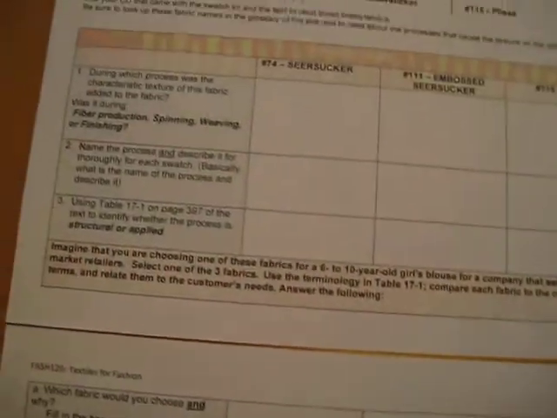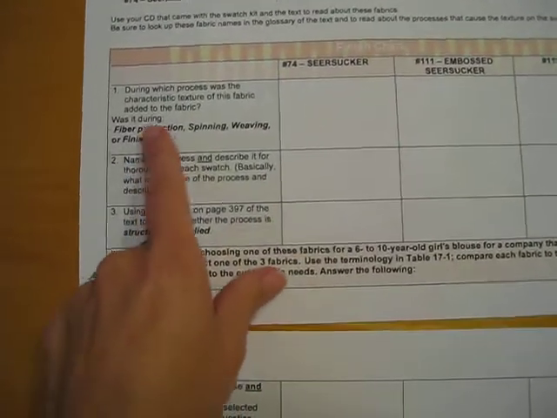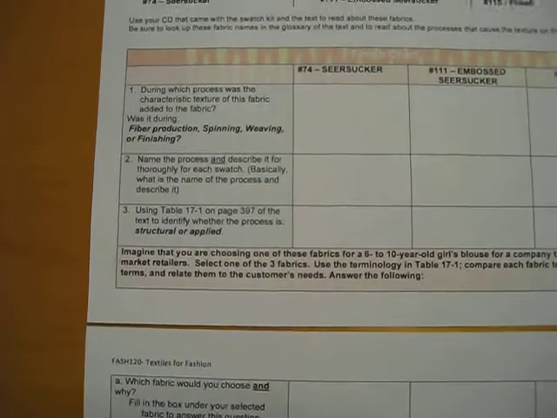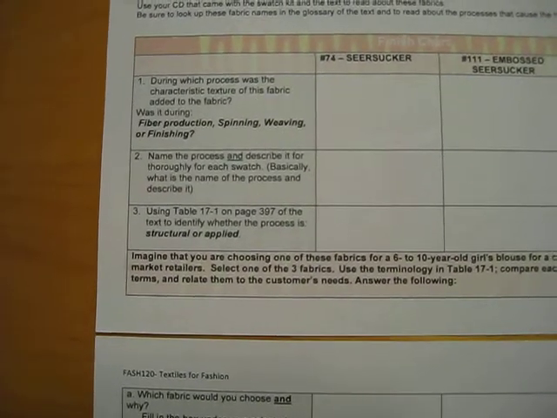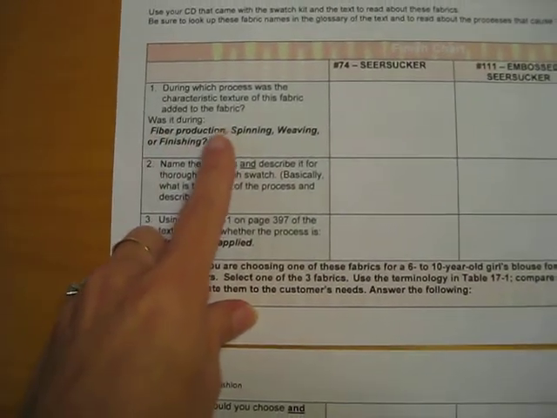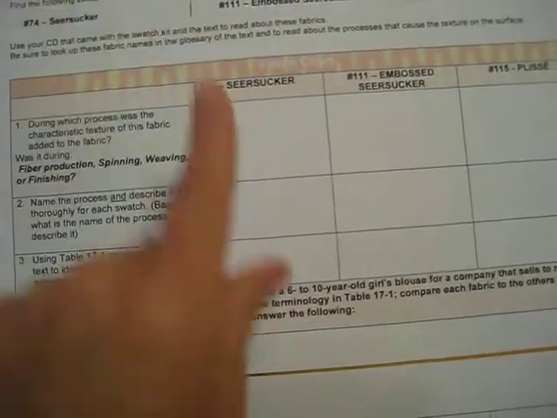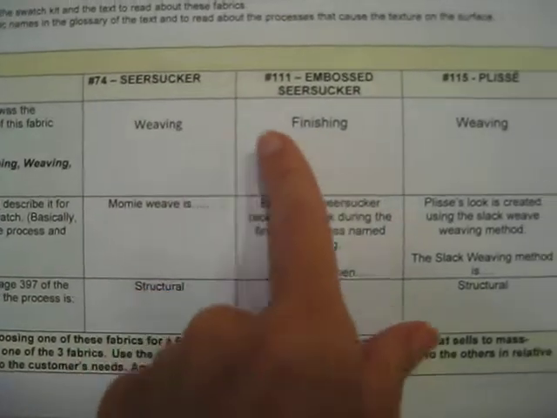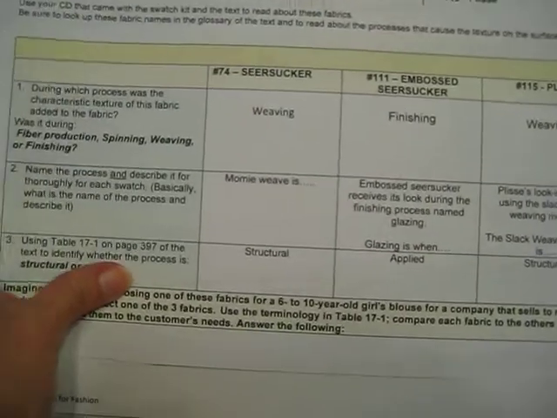So this is what your chart's gonna look like. Okay, this chart is the one that you print out in the assignment details. The first thing that you're going to do is tell us during which process the characteristic texture of this fabric was added to the fabric. So that look, when did you get that crinkled look? Was it during fiber production, spinning, weaving, or finishing? And that's exactly what you're going to do for each one of these. So it's going to look something like this. Weaving, finishing, or weaving, whatever it is. This is a fake chart, okay? Just create a fake one so you can look at it.